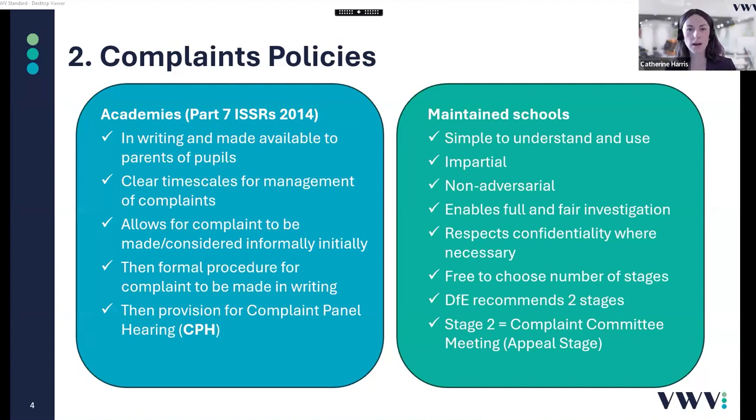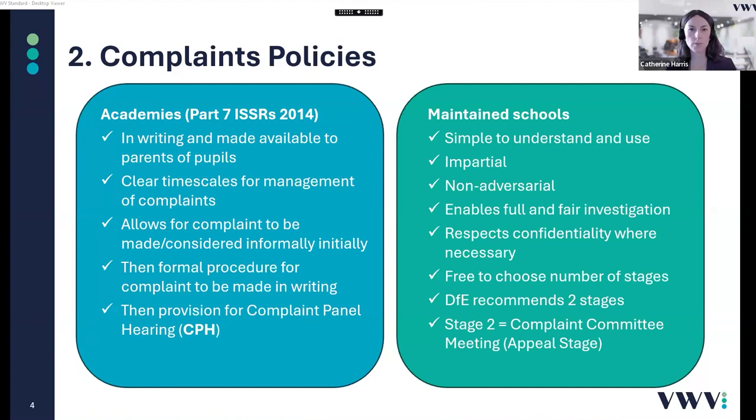So for an academy, as I've said, Part 7 of the Independent School Standards regulations applies. And these set out that a complaints policy is in writing and it must be made available to the parents of pupils. It must have clear timescales for the management of complaints. And these timescales are for the schools to set, but they must be realistic and reasonable. A complaints policy for an academy must have at least 3 stages.